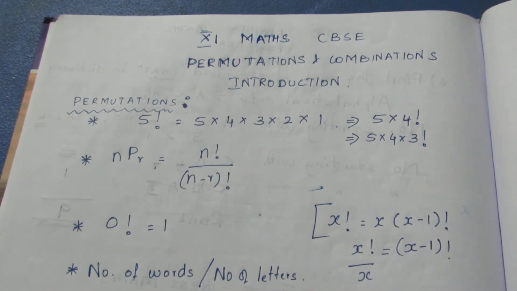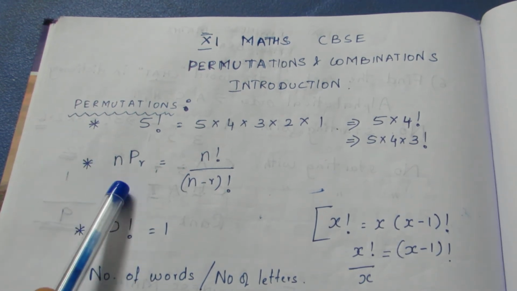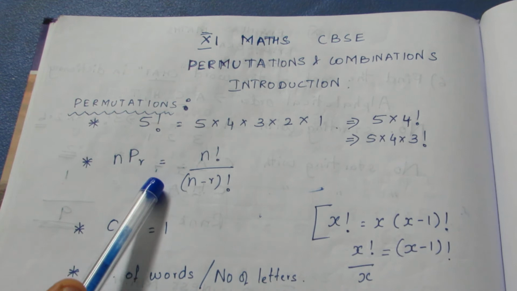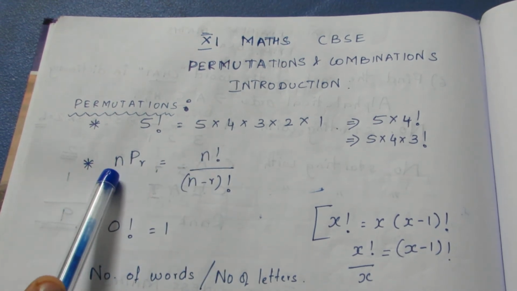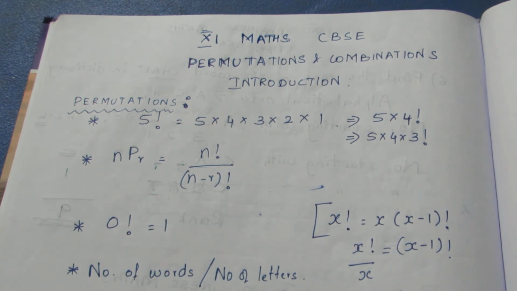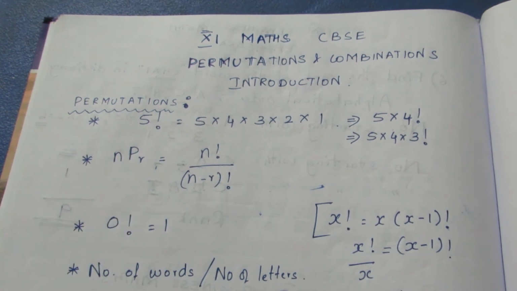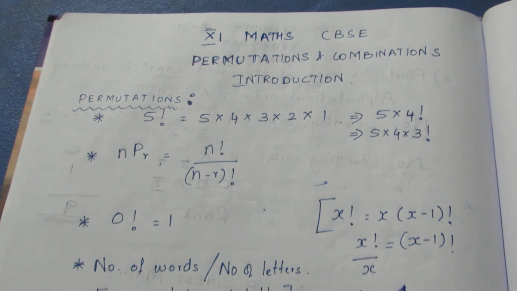Now the formula for the permutation is nPr. It is represented by P because of permutation. nPr means n factorial divided by n minus r factorial. Now this is the formula for permutation: nPr is equal to n factorial by n minus r factorial.